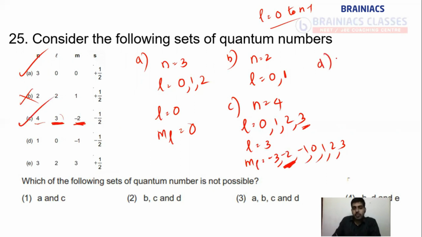Now D. n is equal to 1, so l can have value only 0, and ml can have value only 0. But here it is given as minus 1. So this one is wrong.